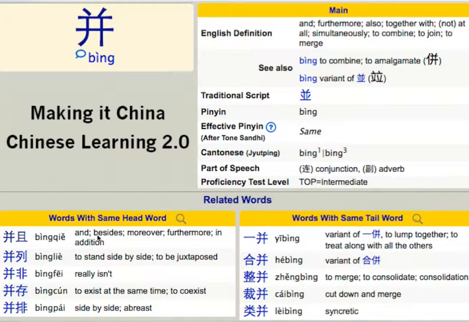并且并列并非并存并排. All right, the translation is 并且, and besides, moreover. 并列, to stand side by side. 并非, really isn't. 并存, exist at the same time. 并排, side by side. All right, let's look at the characters.